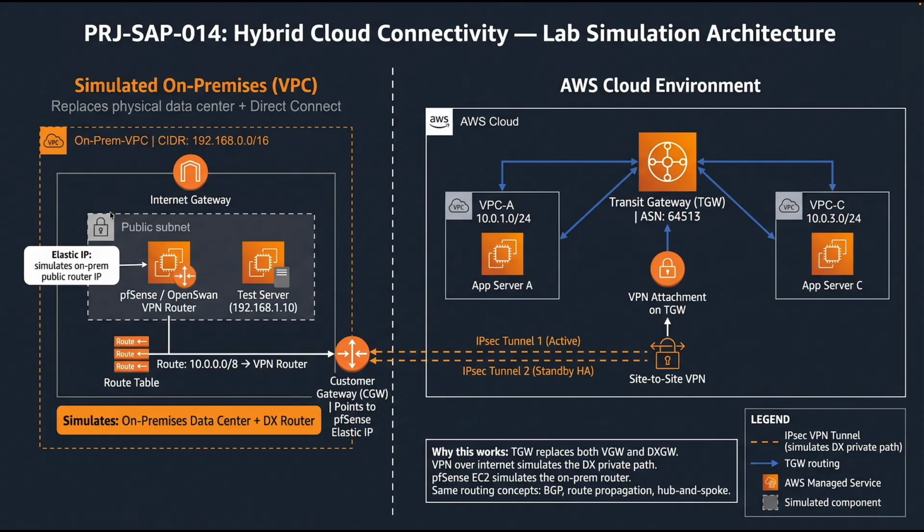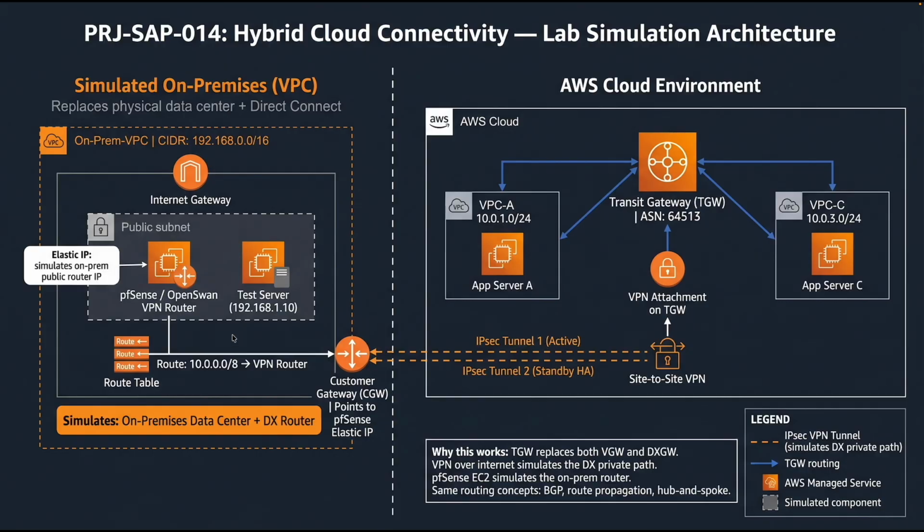Because most people don't have access to a real corporate data center or AWS Direct Connect circuit, we're going to be simulating the entire on-prem network using a dedicated VPC, which is this one we're creating right here. The VPC represents our physical data center, our enterprise router, which we're going to be deploying.